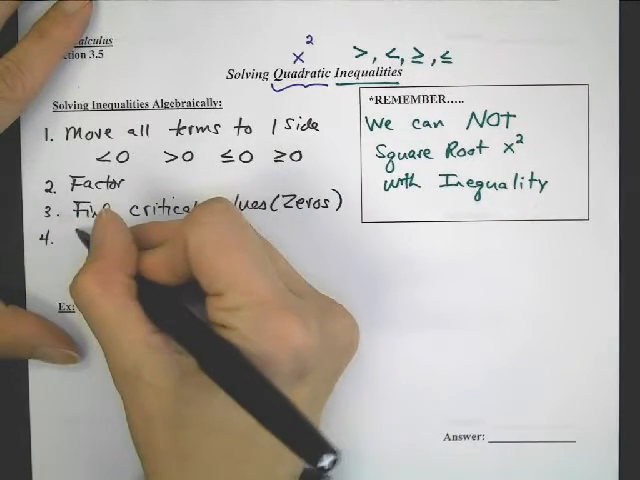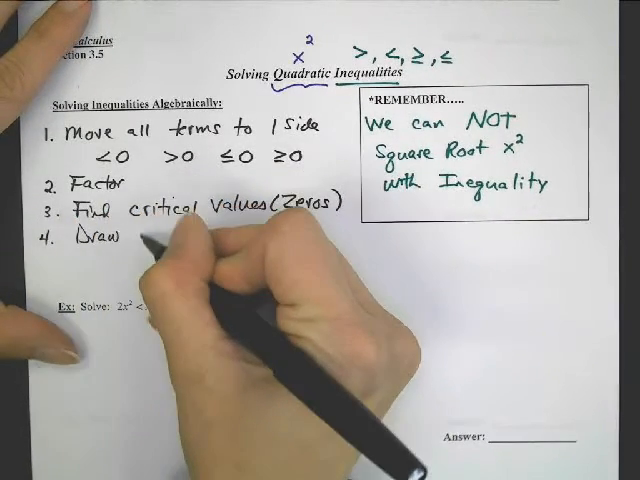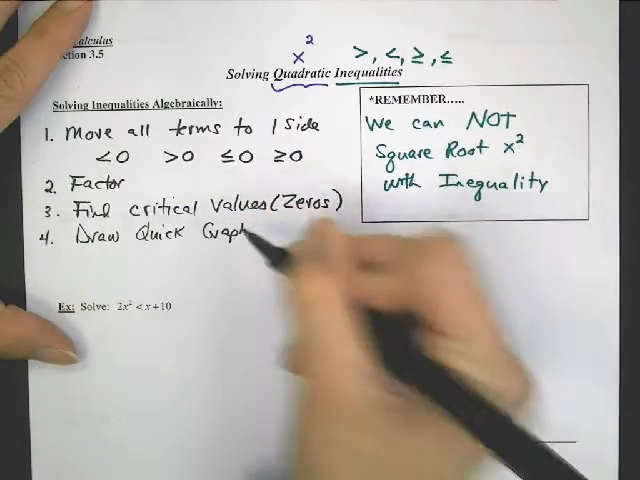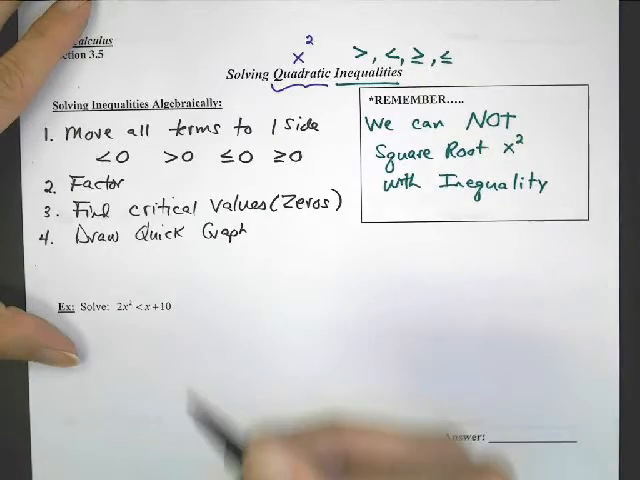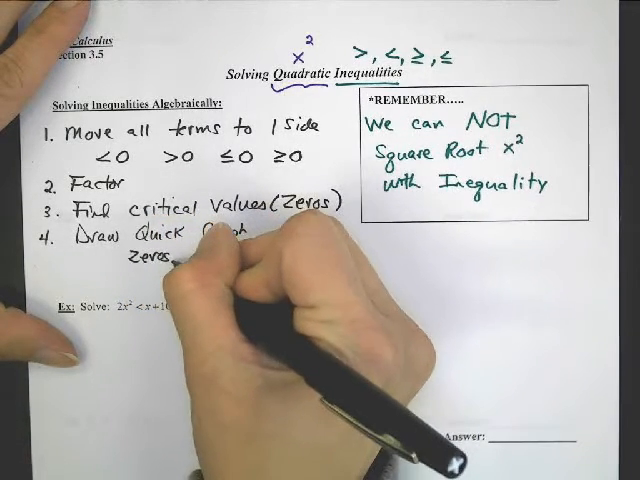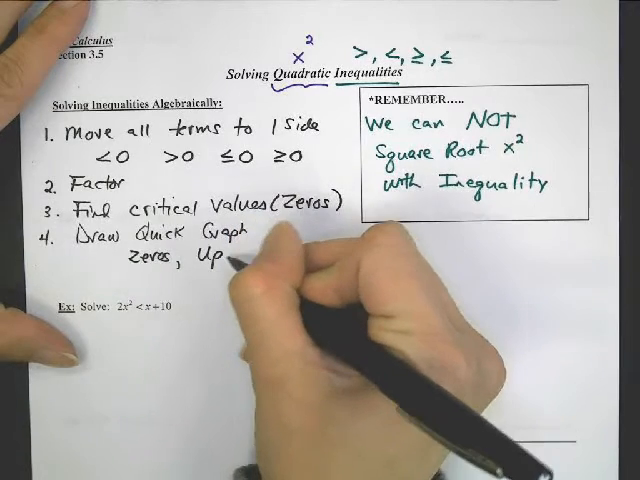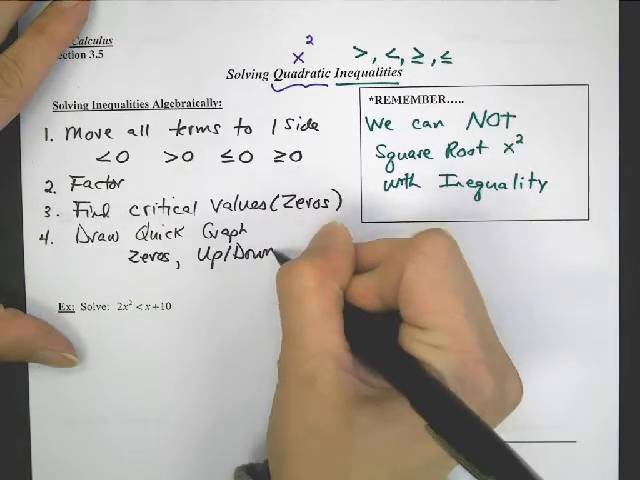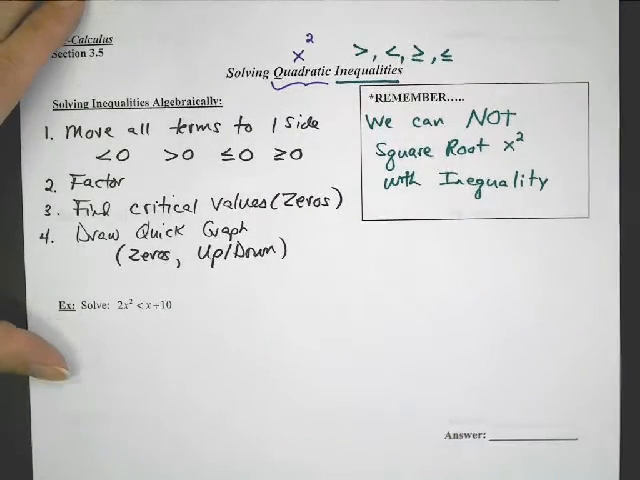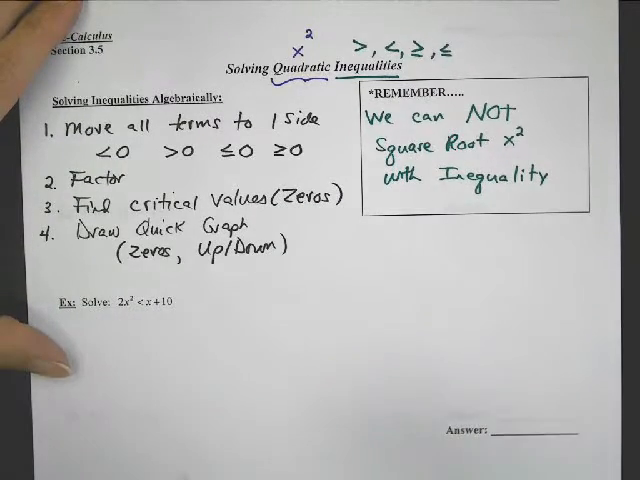Number 4, we're going to draw just a quick graph to show us what's going on. You want to make sure that you include your zeros, and then you want to show whether it's going up or down. It doesn't have to be point by point, a perfect parabola. It's just a quick graph.